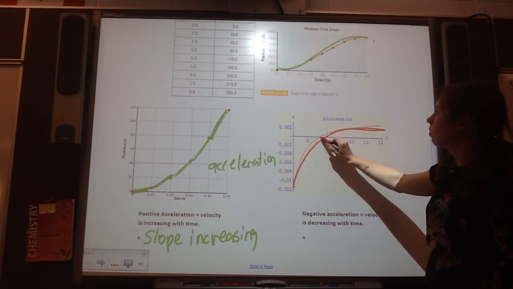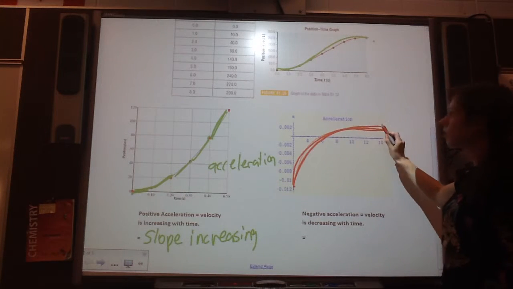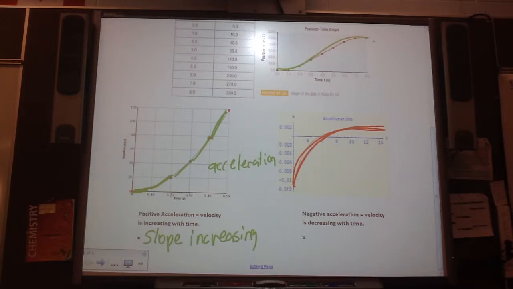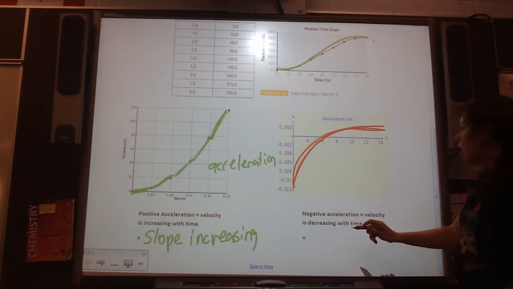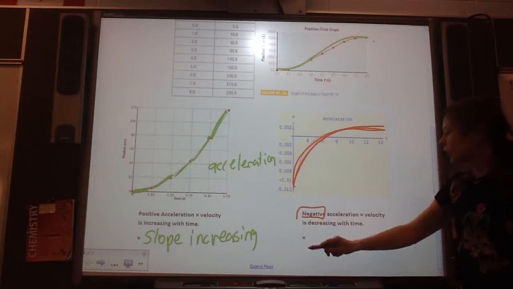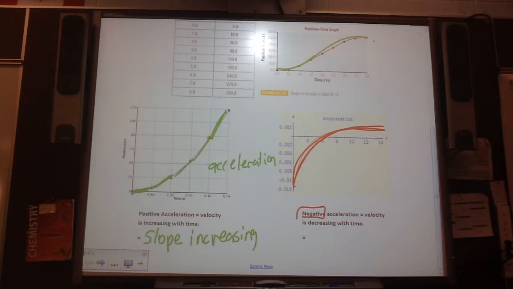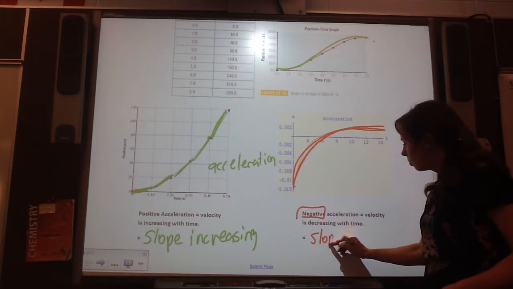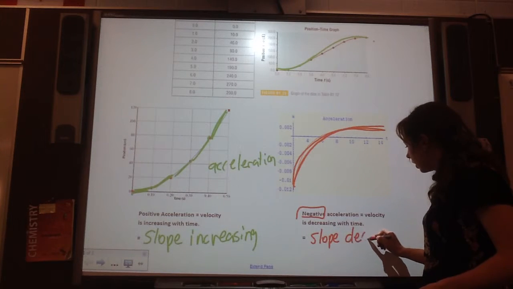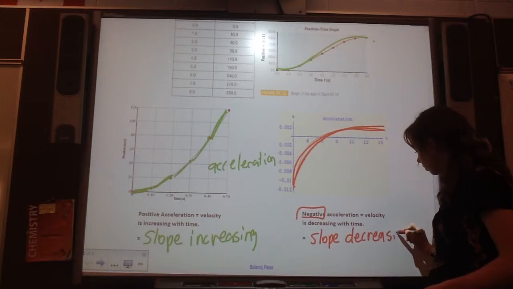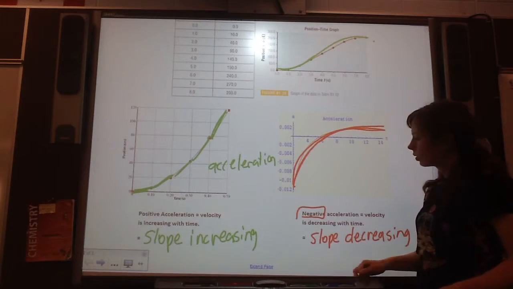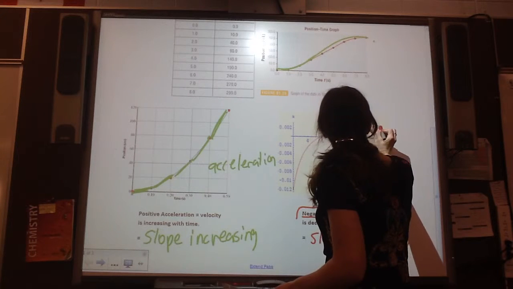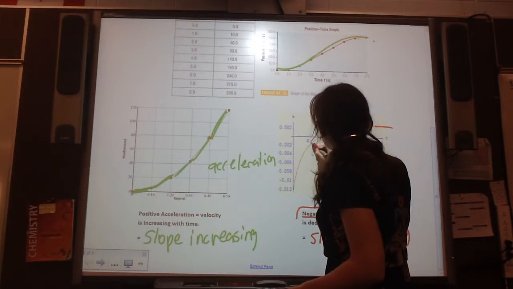What's going on with this one? The velocity is decreasing, so it's decelerating, right? It's kind of slowing down. So this is a negative acceleration because it's decelerating. The velocity is decreasing with time. So we know that slope is decreasing. Because even look here, it almost starts to level off to being no slope at all.